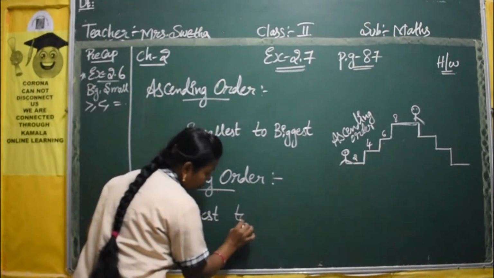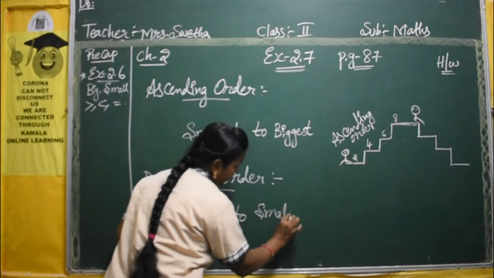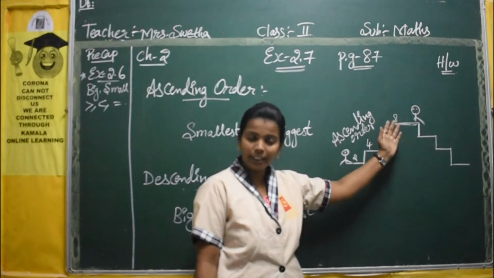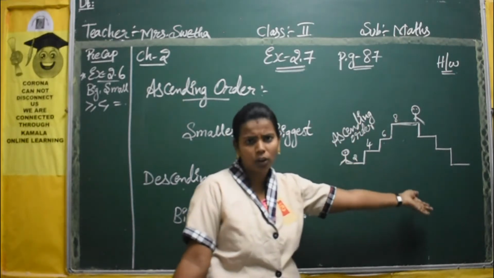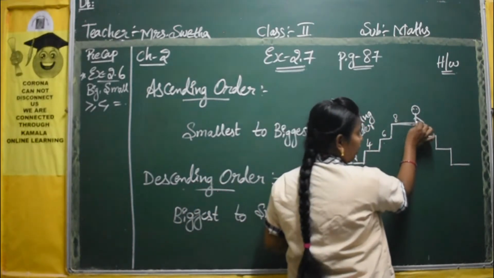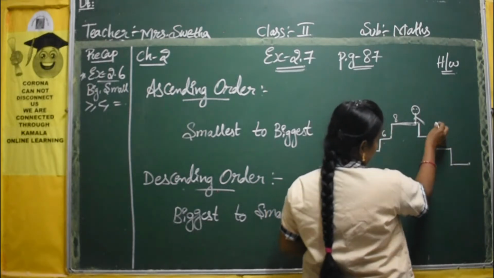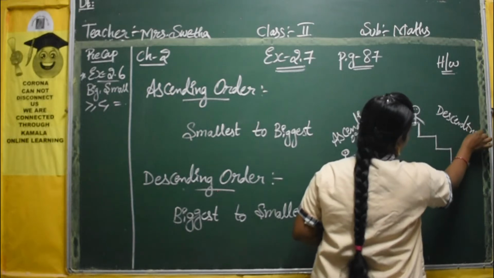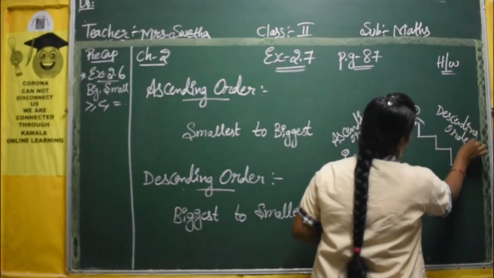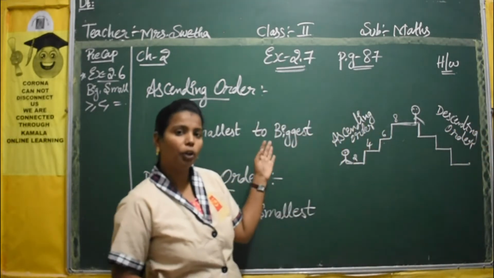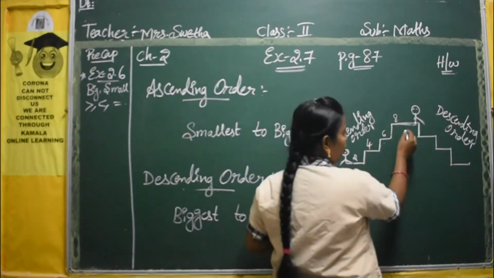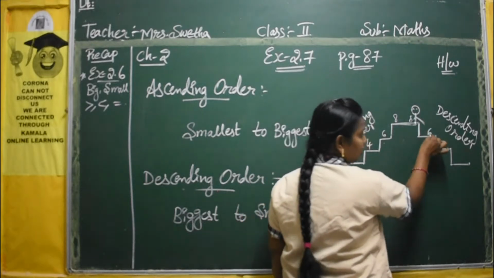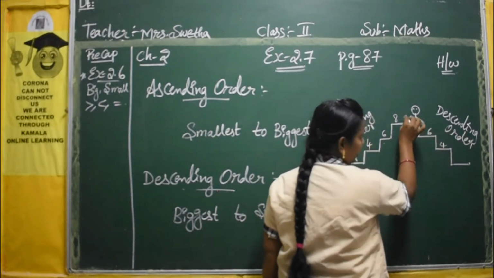Descending order is from the biggest number to the smallest number. Now you have gone up and played. After playing, what will you do? You will come down. How will you come down? From the highest step to the lowest step. So this is called descending order. Shall I give the same example with numbers? The starting number I have given as 8. The next number is 6. Next is 4, a little down.